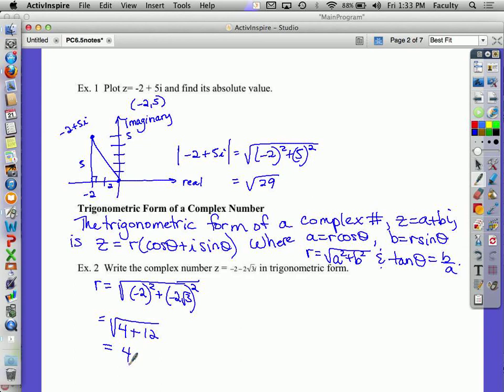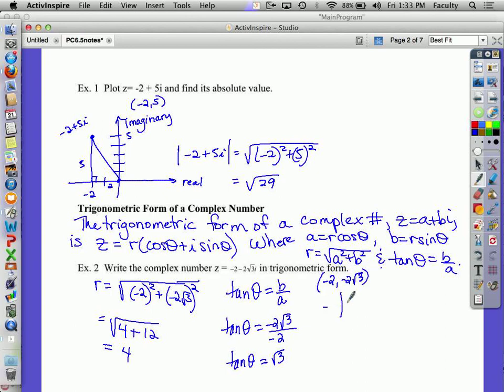Now we need theta. And I know tangent theta is b over a. So this is negative 2 radical 3 over negative 2. The negatives cancel and the 2's cancel. This is a unit circle value, so I'm not going to go to my calculator. And here's where some of us had a misconception on the last quiz. If I'm plotting negative 2, comma, negative 2 radical 3, that's in the third quadrant.